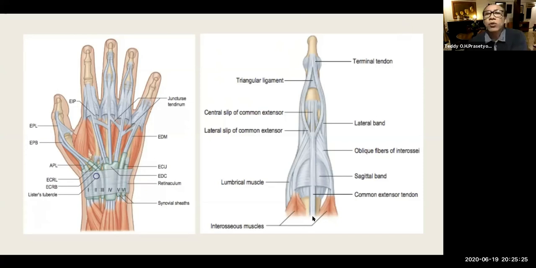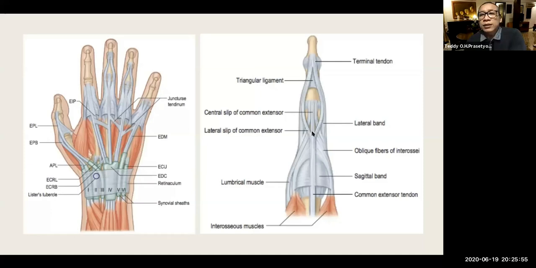Now you see, the main extensor is the common extensor tendon, or the EDC, extensor digitorum communis. Common means it comes as one single bundle here, and the muscle is mostly all combined together in one tendon. I forget the name of the structure here. All right.